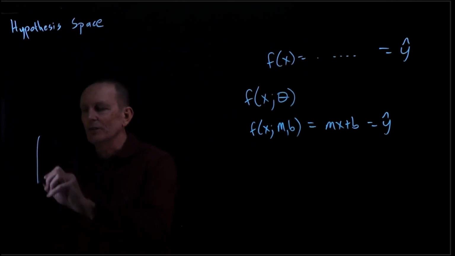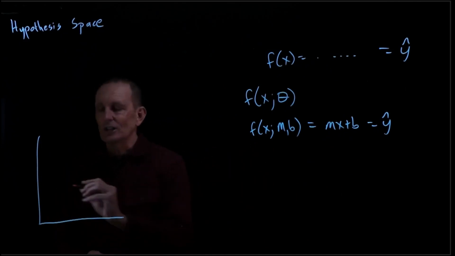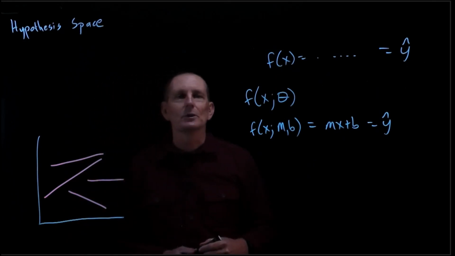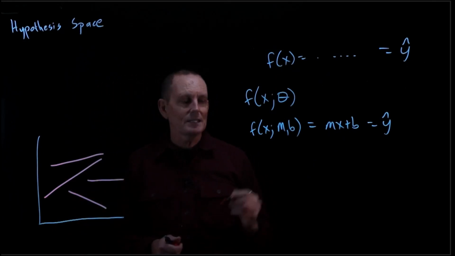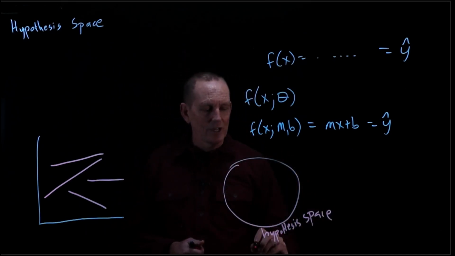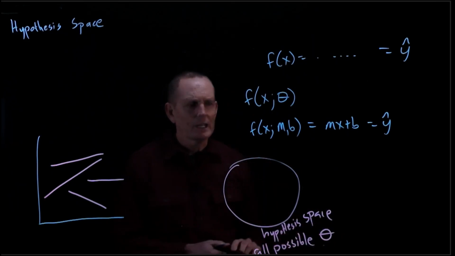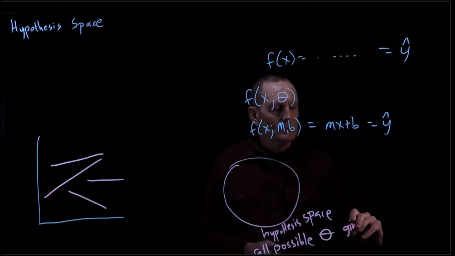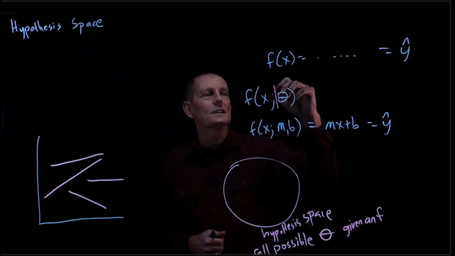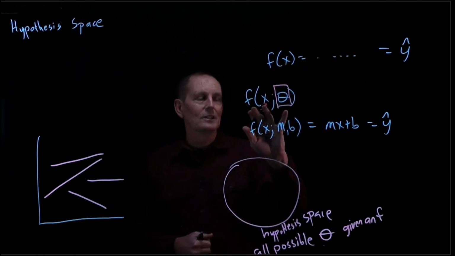But what we know, if we look at our function, is it's always going to be a line of some sort. Okay? That's all that we can produce. So our hypothesis space is a set of all possible functions. So we're looking at all possible theta given some structure of f. Because if we look at f of x, this theta provides us now a universe of different possible f's.